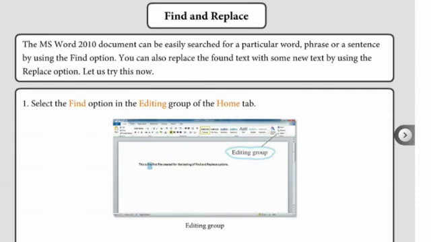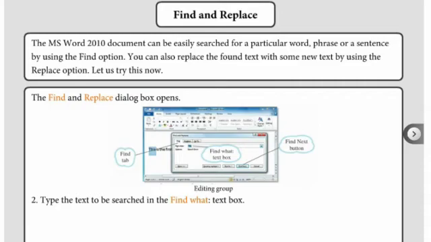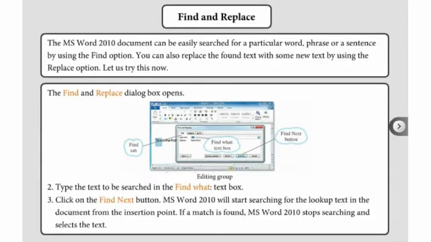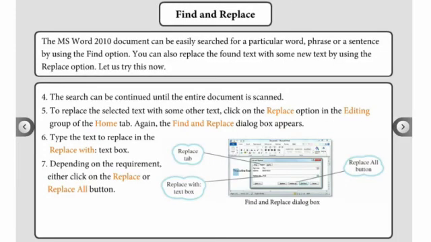Here we need to type the text which you want to search. After typing the text which you want to search for in Find Word box, then we need to click on Find Next button. MS Word then will search for that particular text, and then once the text is found, it can be replaced with a new word by clicking on the Replace button.